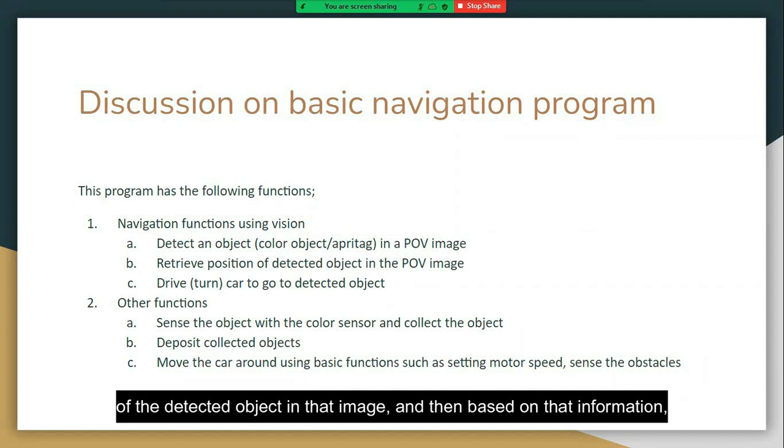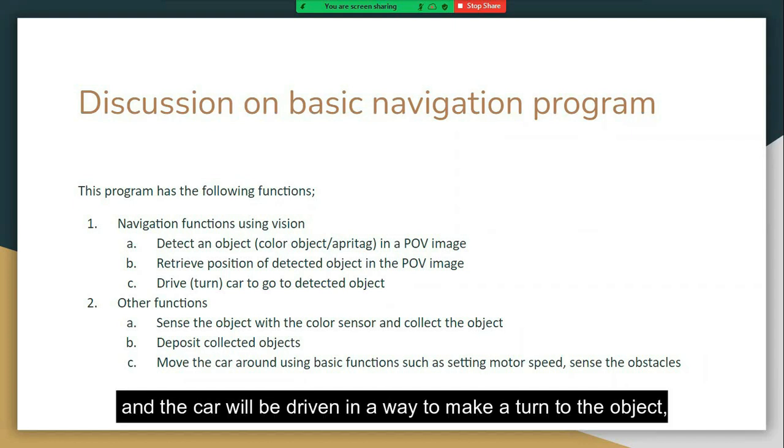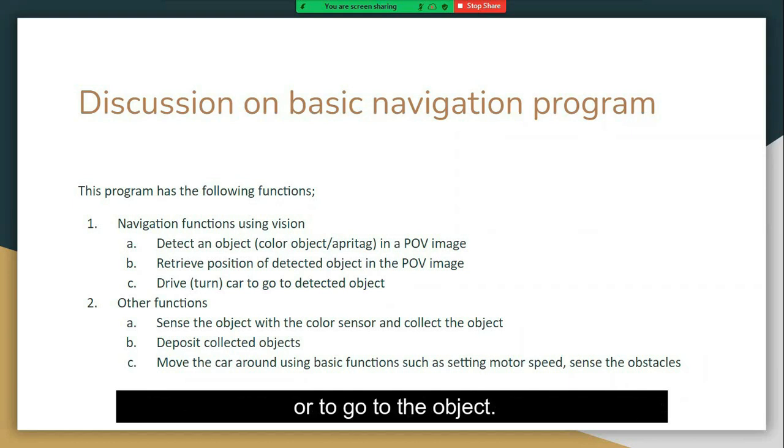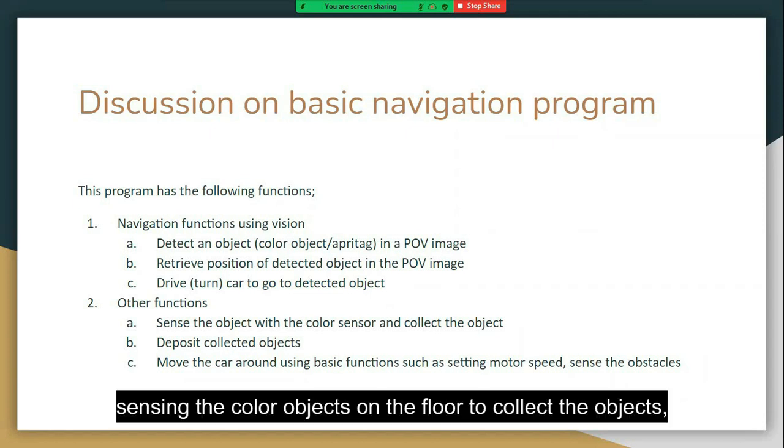And then based on that information, the turning angle needed to tend to that detected object will be calculated, and the car will be driven in a way to make a turn to the object or to go to the object. Of course, other basic functions such as sensing the color objects on the floor to collect the objects and avoiding the obstacles are also implemented in this program.